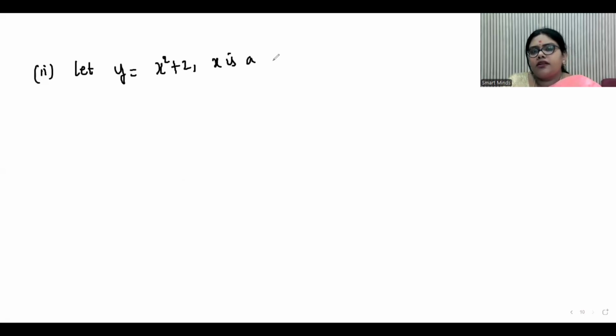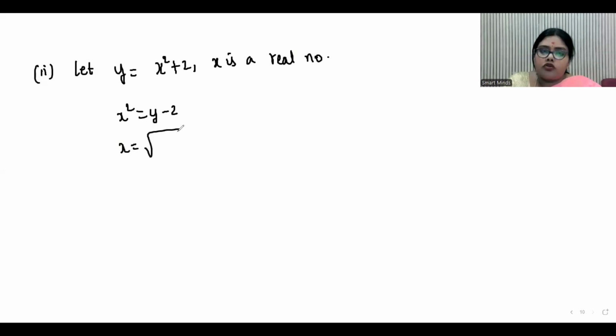Now let us move on to the second bit. Let y is equal to, we are taking f of x as y. So let y is equal to x square plus 2, where x is a real number. So x square is equal to y minus 2. From here we need to find out x value. So x is equal to square root of y minus 2.